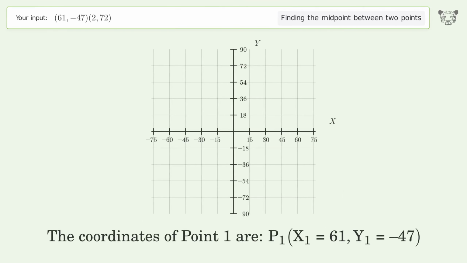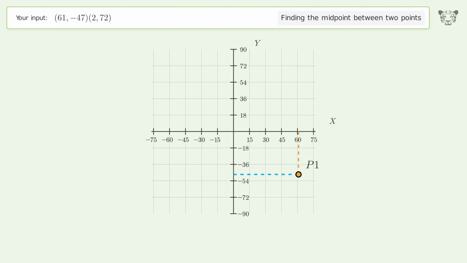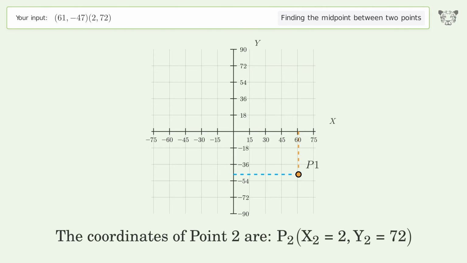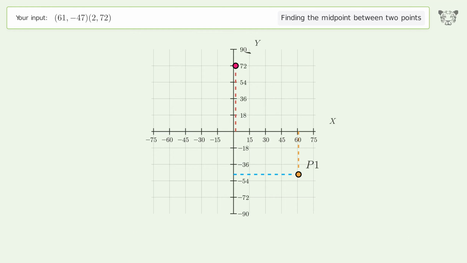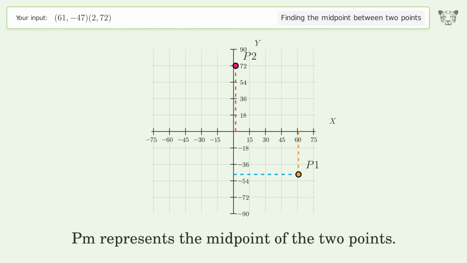The coordinates of point 1 are, x1 equals 61, y1 equals -47. The coordinates of point 2 are, x2 equals 2, y2 equals 72. PM represents the midpoint of the 2 points.